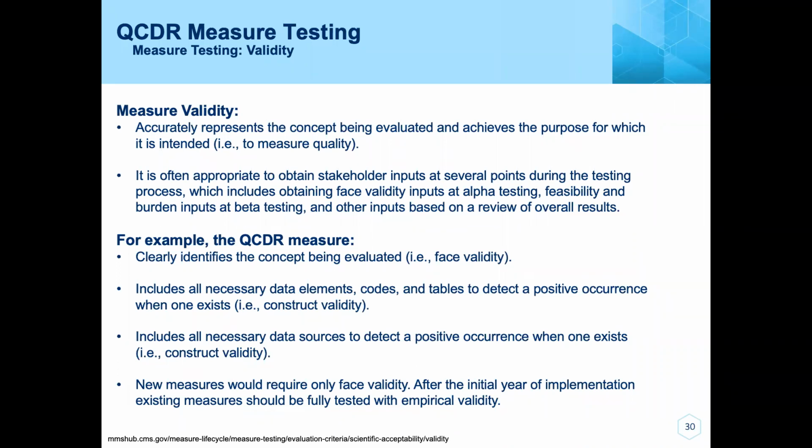For example, the QCDR must clearly identify the concept being evaluated, for example, face validity. It includes all necessary data elements, codes, and tables to detect a positive occurrence when one exists, for example, construct validity, and includes all necessary data sources to detect a positive occurrence when one exists. New measures will only require face validity as discussed. And after that initial year of implementation, existing measures should be tested with empirical validity, which means validity testing beyond that face validity. Construct validity is an example of empirical validity. Next slide, please.